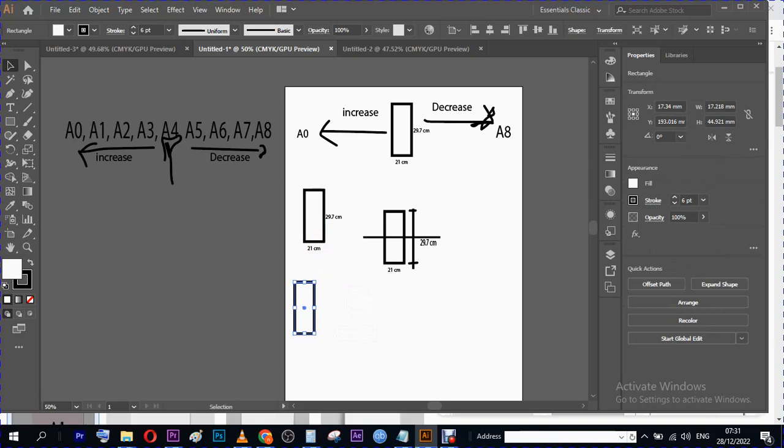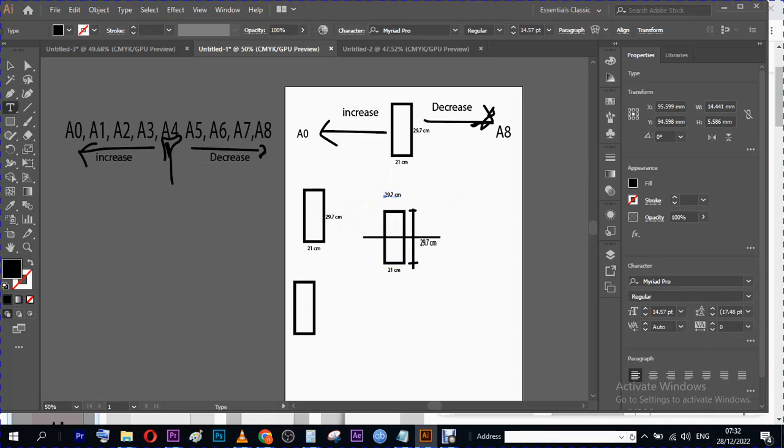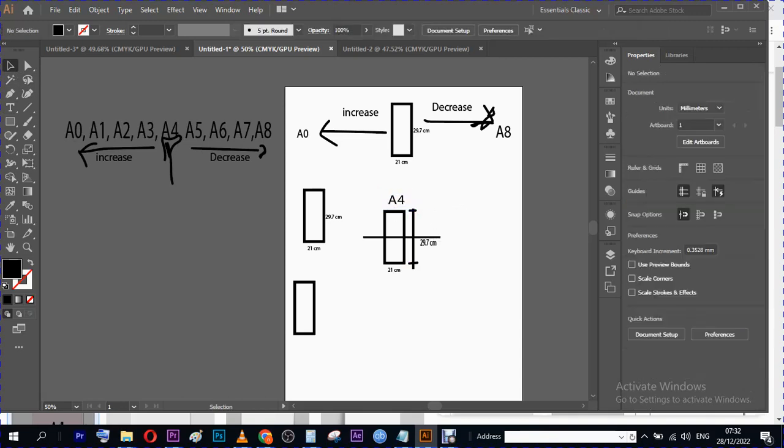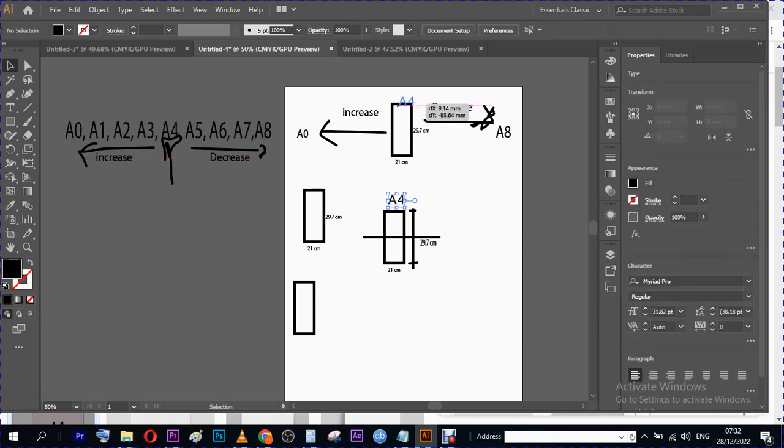So it means that our A5, we'll duplicate this. This is A4. So this means that with an A4, if at all we divide it, this is an A4 also, this is an A4, to avoid confusion.